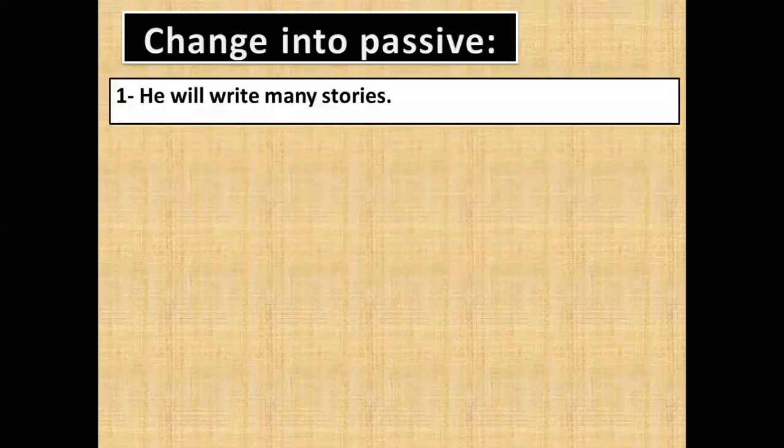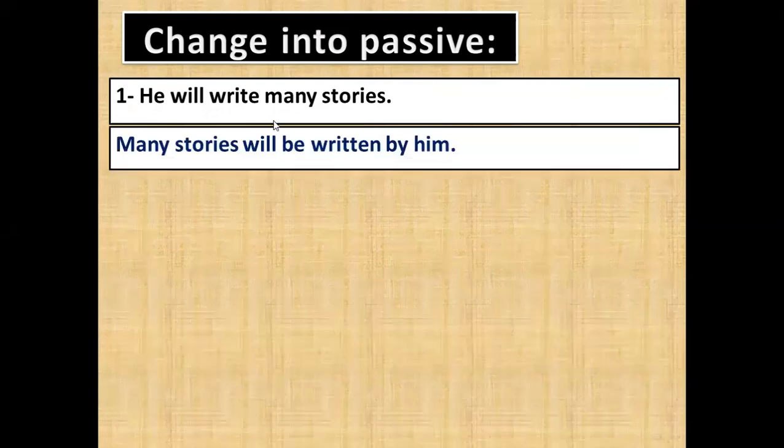Number one, he will write ministries. He will write ministries. So he is a subject, will is a modal verb, write is infinitive, and ministries is the object. What should I do? I will start with the object to be a new subject. I will say ministries. And will plus be, will be. And the past participle of write, the third form of write, it will be written. Ministries will be written by him. And I can say ministries will be written only.